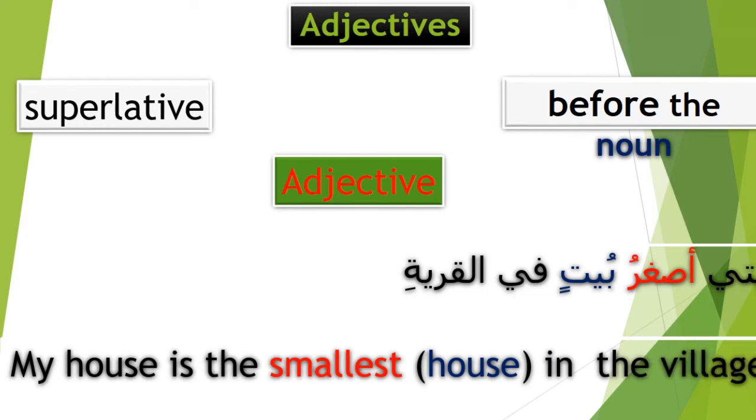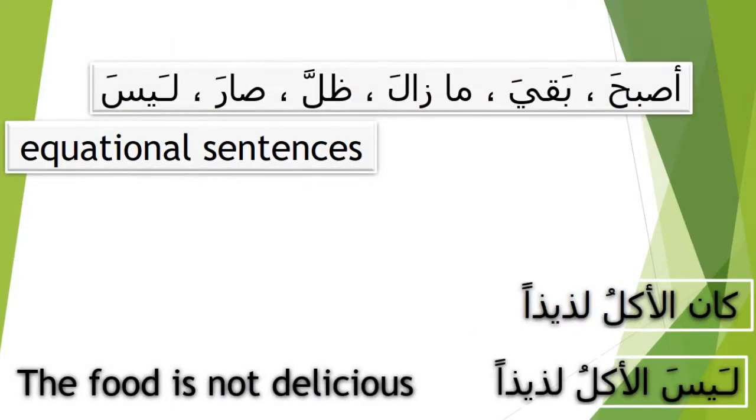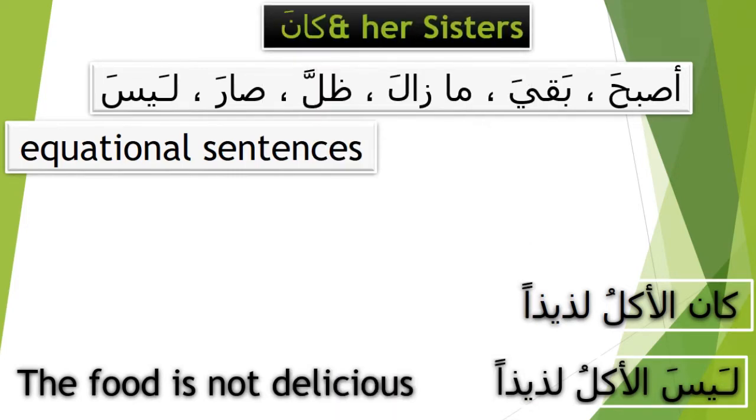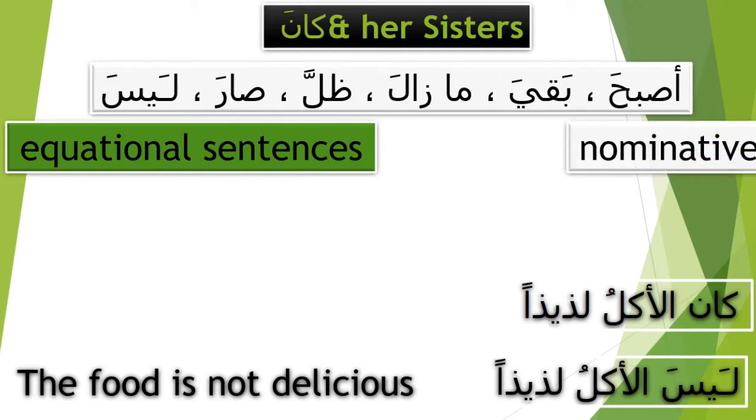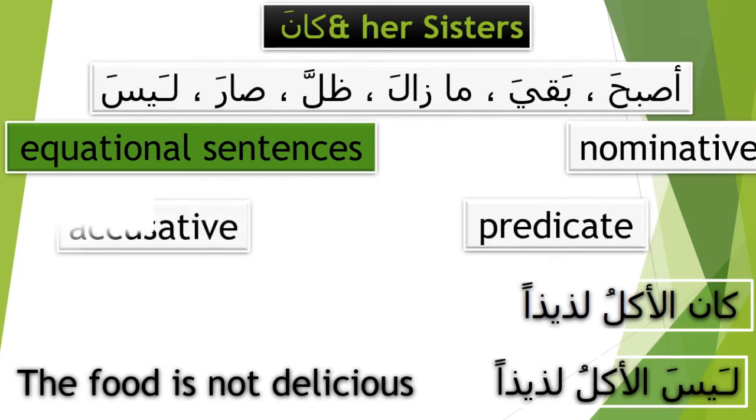كان and her sisters: أصبح, بقي, ما زال, ظل, صار, ليس, which usually go with nominal sentences. Leave the subject in its nominative case, but change the inflected predicate to the accusative case. For example, كان الأكل لذيذا. The food was delicious. ليس الأكل لذيذا. The food is not delicious.